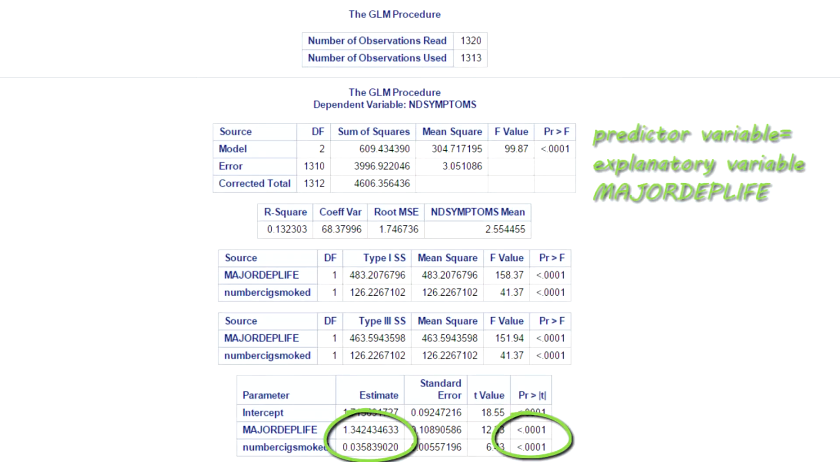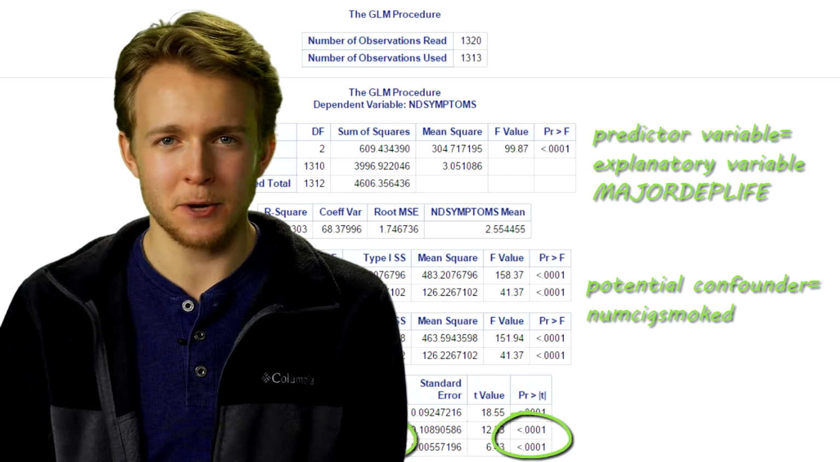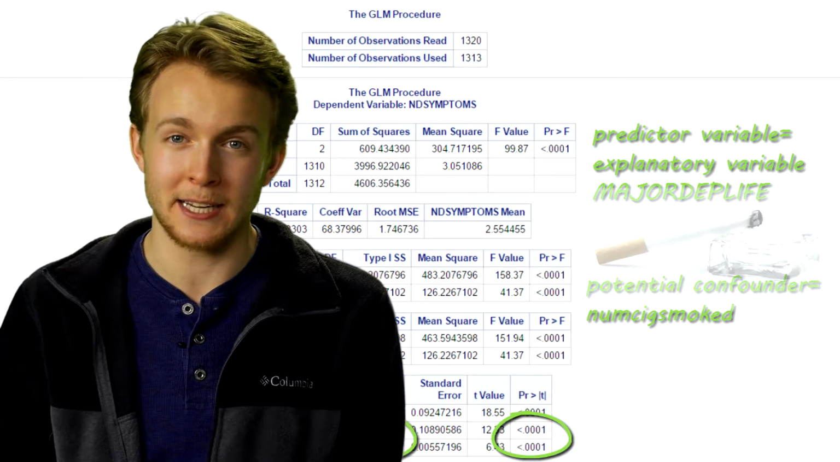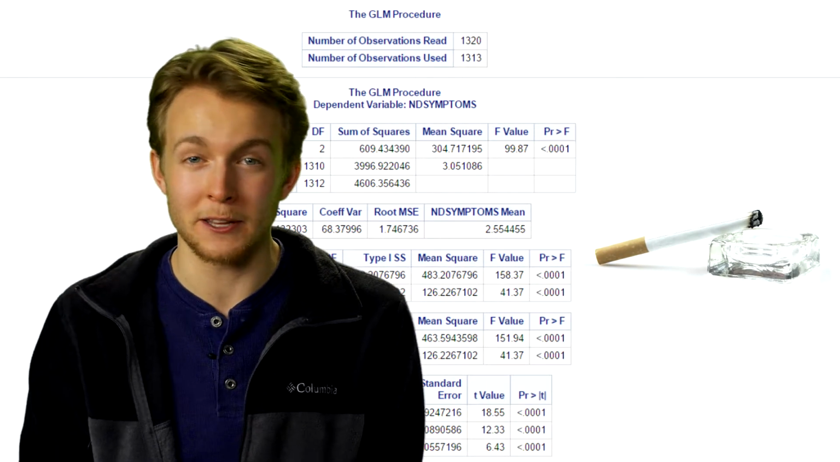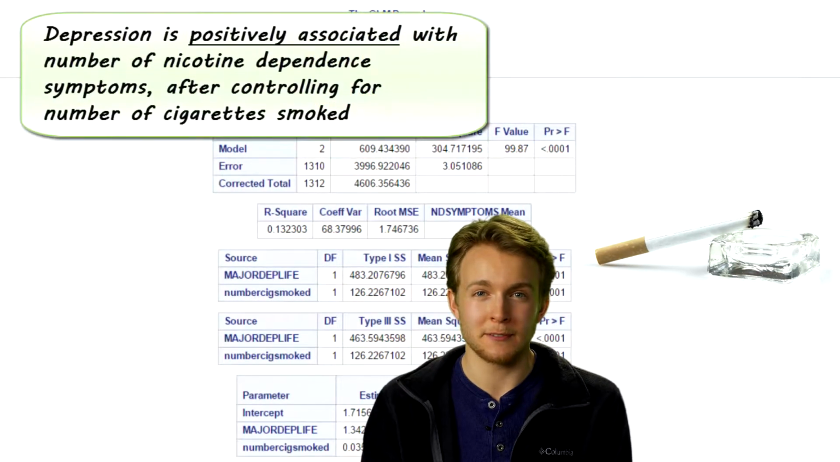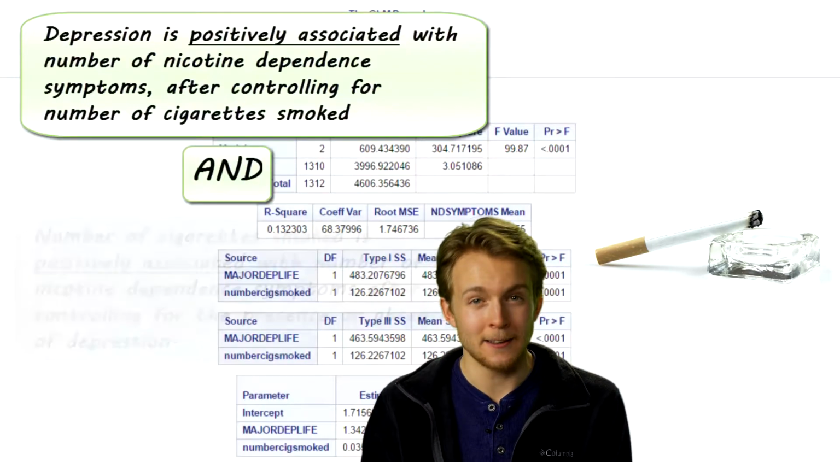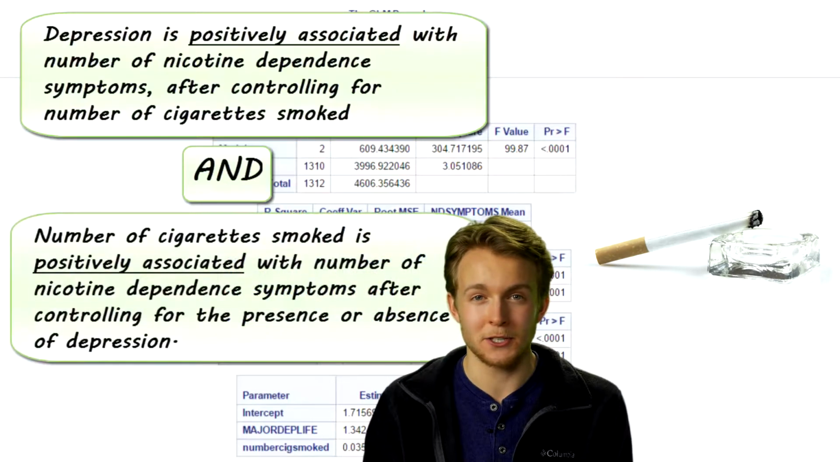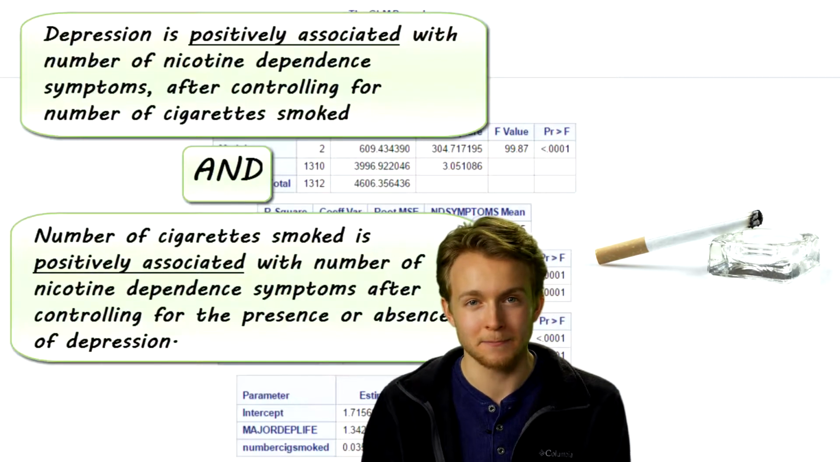As you can see, both p-values are less than 0.05, and both of the parameter estimates are positive. Thus, we can conclude that both major depression and number of cigarettes smoked are significantly associated with number of nicotine-dependent symptoms after partialing out the part of the association that can be accounted for by the other. In other words, depression is positively associated with number of nicotine-dependent symptoms after controlling for number of cigarettes smoked, and number of cigarettes smoked is positively associated with number of nicotine-dependent symptoms after controlling for the presence or absence of depression.